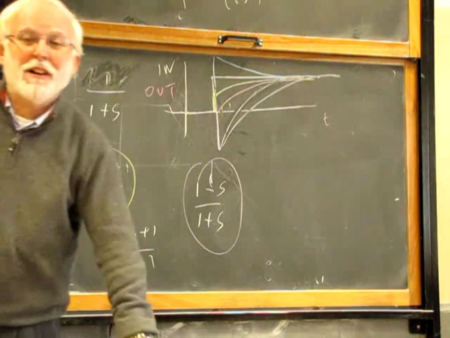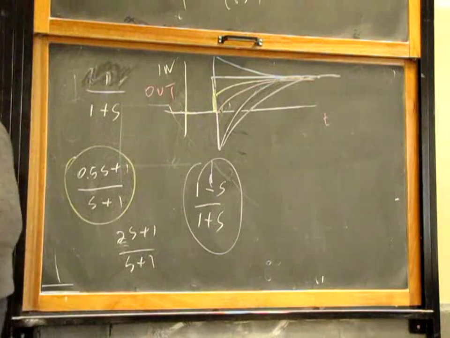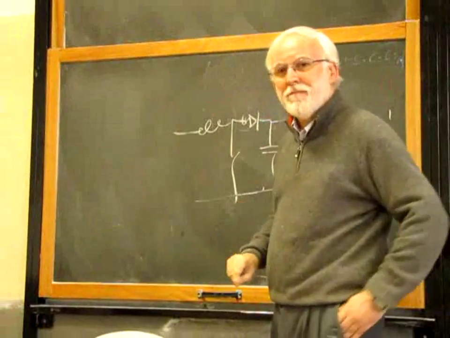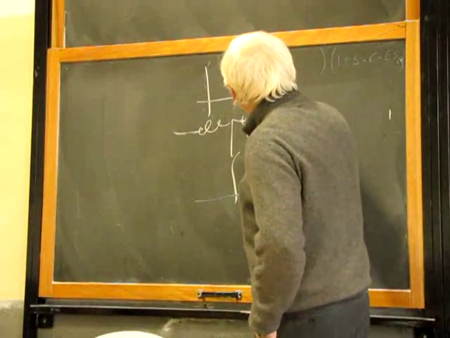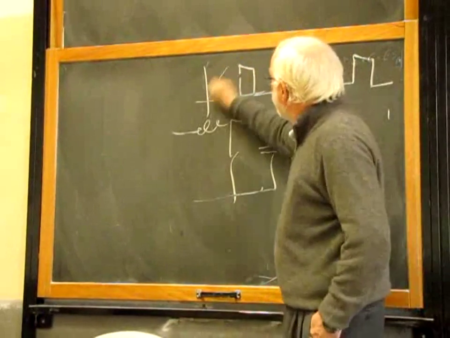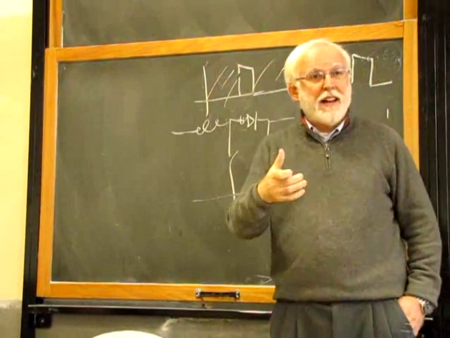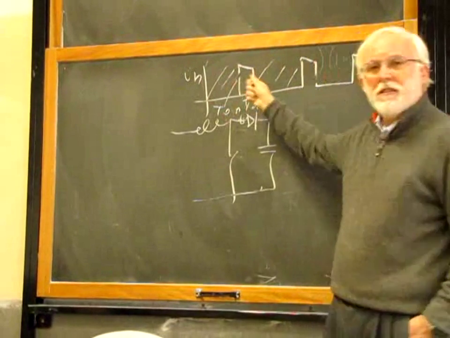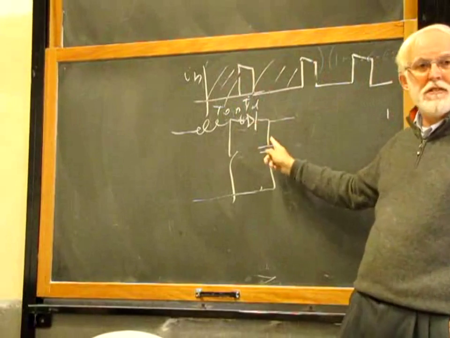Where is the right half plane zero coming from in a boost converter? Let's consider the diode current. The current is something like this. During this phase, the inductor charges. This is T on. This is the diode current. During this phase, T off, the diode conducts and the inductance discharges on the load.